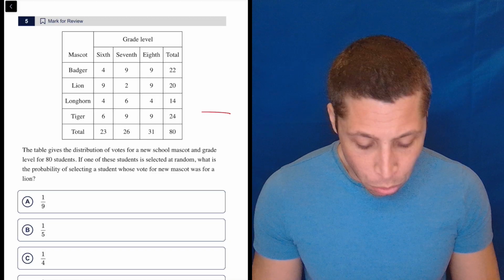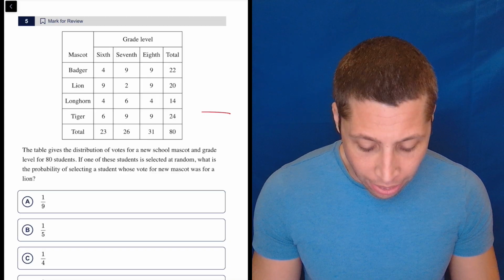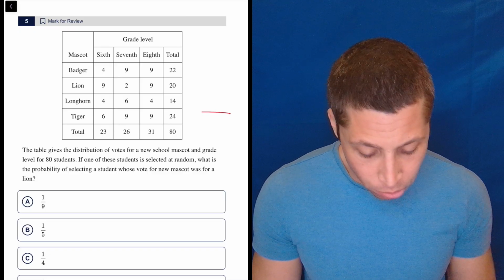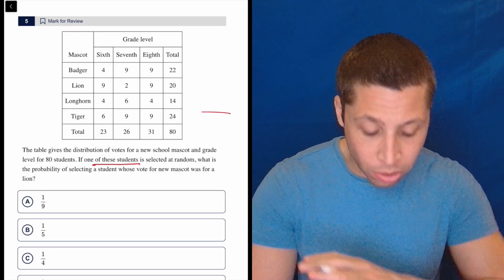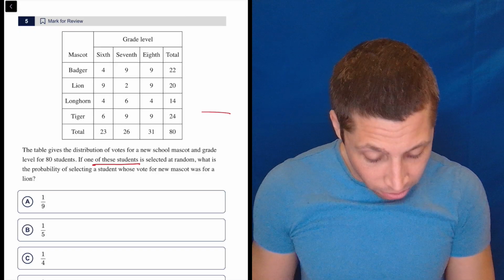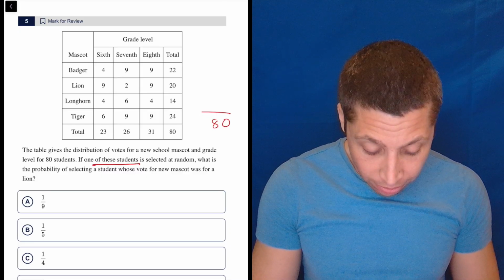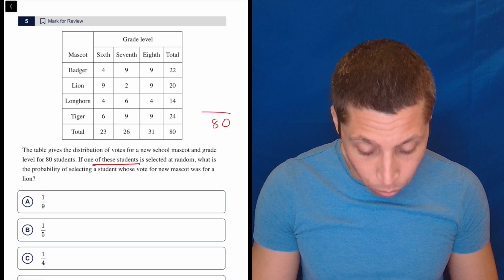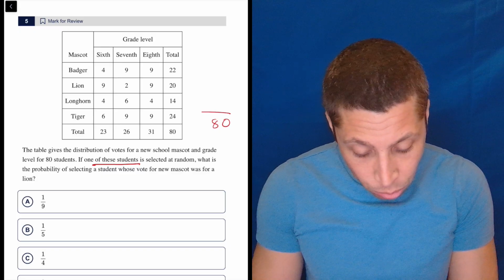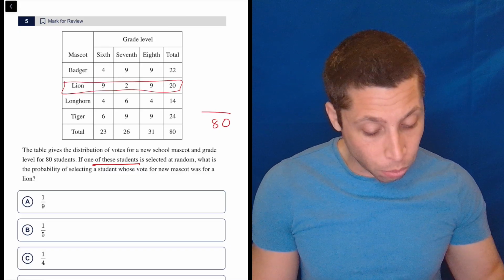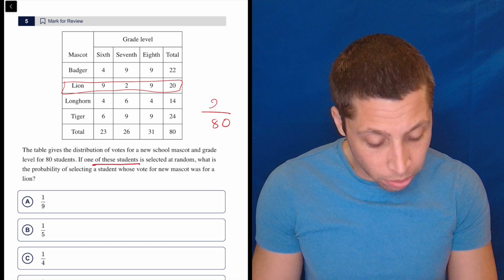The table gives the distribution of votes for a new school mascot and grade level for 80 students. If one of these students is selected at random, so one of the students, that's all the students, so that's all 80 of them. What is the probability of selecting a student whose vote for new mascot was for a lion? So that means we're getting all the lion people. So not just the 6th, 7th, or 8th graders, all of them total is 20 over 80.